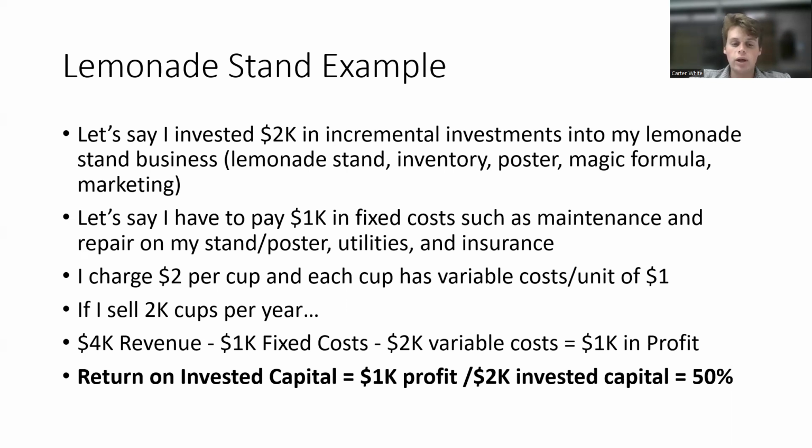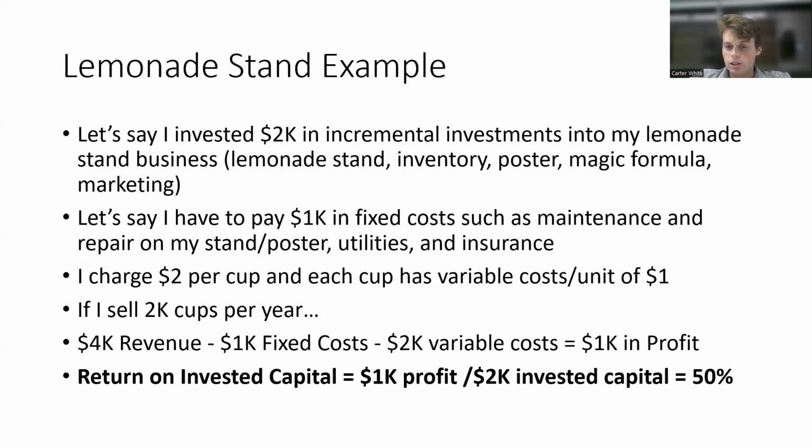So if I sell 2,000 cups per year, 2,000 times two, 4,000 in revenue, minus 1,000 in fixed cost, which is just going to stay the same, right? It's fixed. And you subtract 2,000 in variable costs, which is just the $1 in variable cost per unit, times 2,000 cups that are being sold. So here you can see I have $1,000 in profit, and this is clearly a great return on invested capital, right? I'm only investing 2,000. In my first year, I end up with $1,000 in profit. So I'm loving life right now. This is a great investment for me.